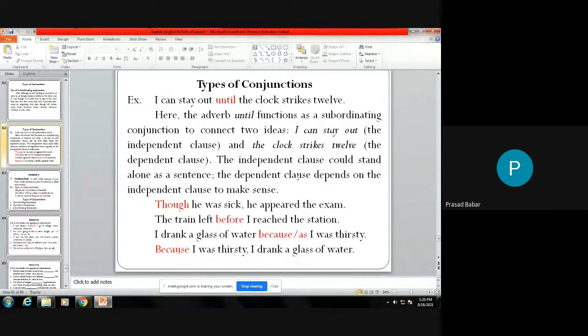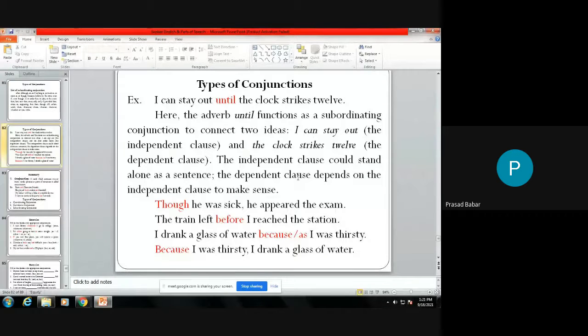I can stay out is a meaningful sentence, and the clock strikes 12 is not meaningful. Because why? Because we don't get any type of meaning through the clock strikes 12. घड्याळात 12 वाजले, यातनं काय अर्थबोध होतो का? नाही होत. त्यामुळं, and that is why it is called a dependent clause. It is dependent on I can stay out until. Okay, that is why it is dependent.